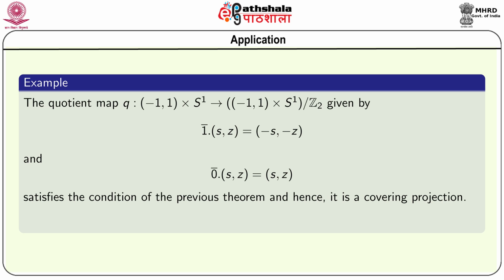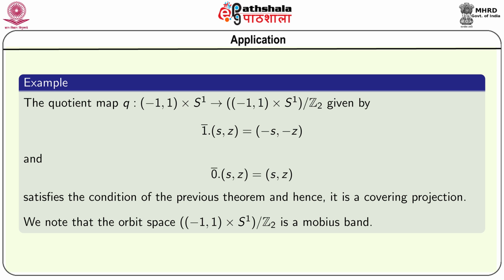Similarly, we have another example. If we take the quotient map from the open interval minus 1 1 cross S1 to the orbit space of minus 1 1 cross S1 by Z2, under the action of Z2 on that set by 1 dot (s, z) equal to (minus s, minus z) and 0 dot (s, z) equal to (s, z), then that also satisfies the condition of the previous theorem, and hence it is a covering projection. Now, we may observe that the orbit space minus 1 1 cross S1 by Z2 is actually a Mobius band. So, minus 1 1 cross S1 becomes a covering space of the Mobius band.